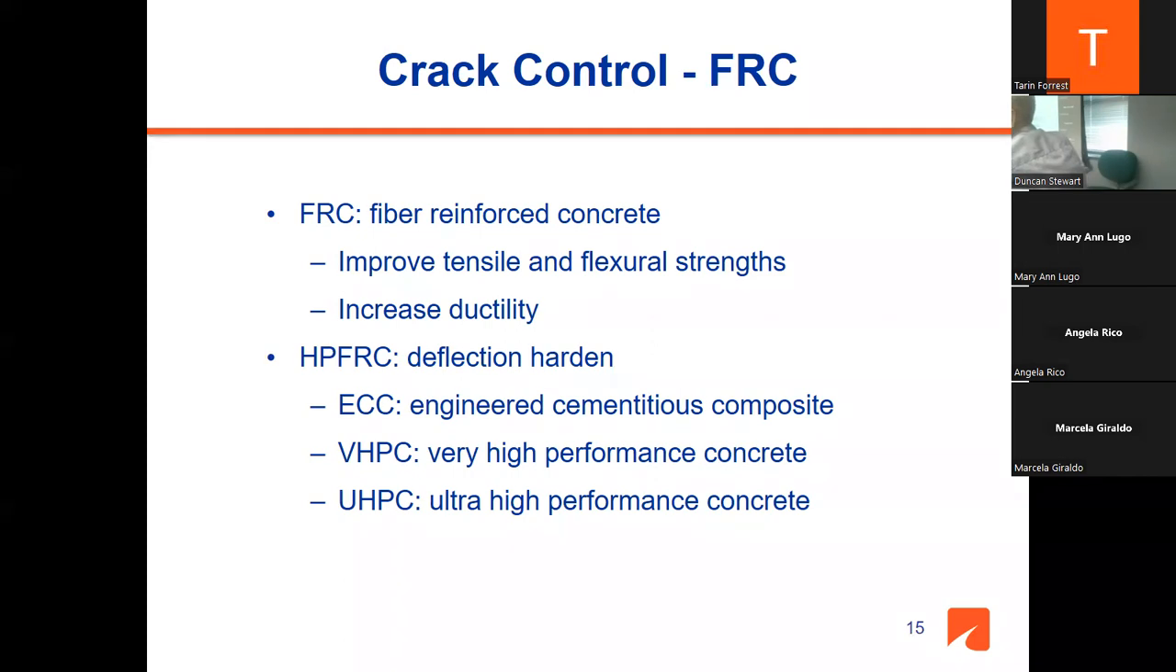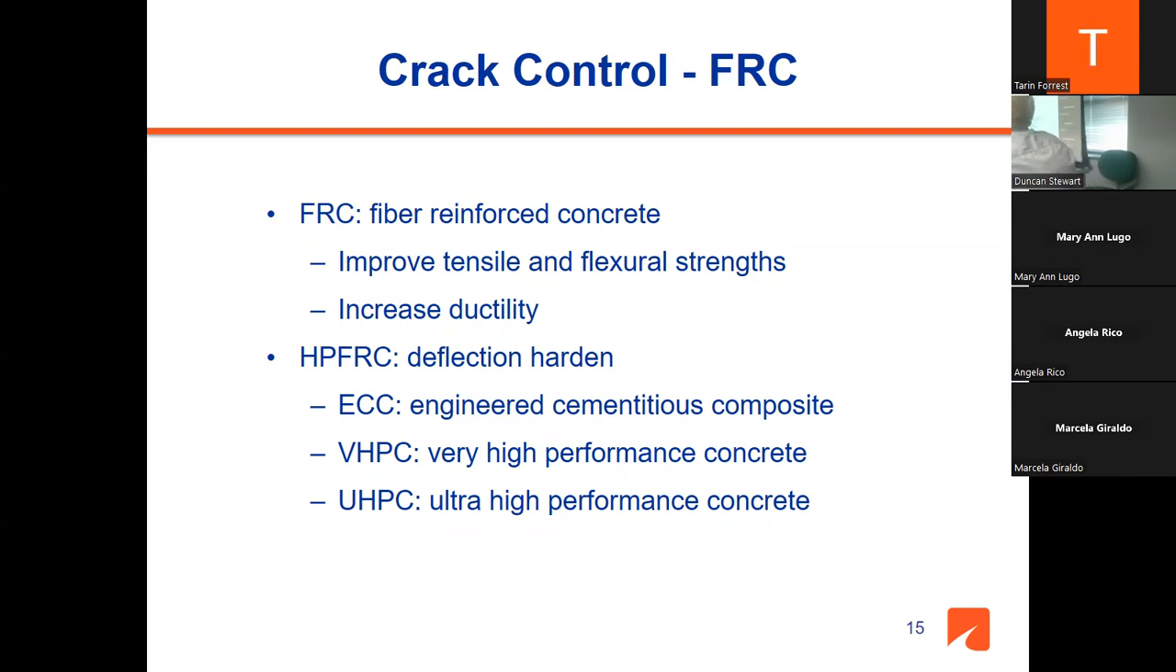And Mir will spend more time explaining how we fix culverts with this type of concrete. And then the other one is very high performance concrete, and I'll tell you where we use that concrete. And the next one is the ultra high performance concrete. This ultra high performance concrete has very high strength. It is by definition compressive strength of 17,000 psi or more.